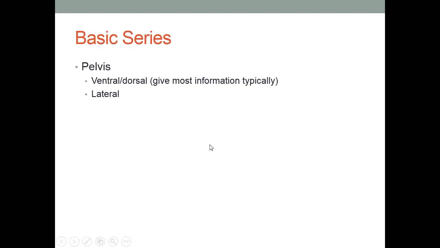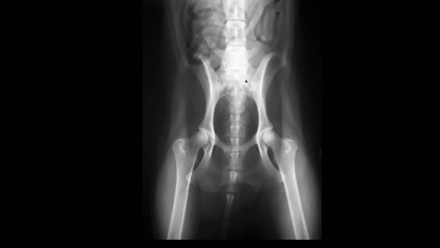Pelvis, again, VD gives the most information on pelvises. The lateral will show you, but won't show you as much. Here's a VD of a dog. You're looking at this femoral joint, and I don't like how square these femoral heads are on this dog. Normally they should be more rounded. I'm a little concerned about the squareness of this femoral joint.